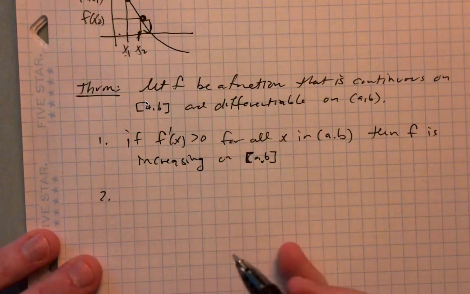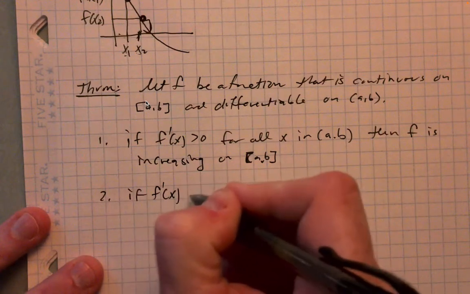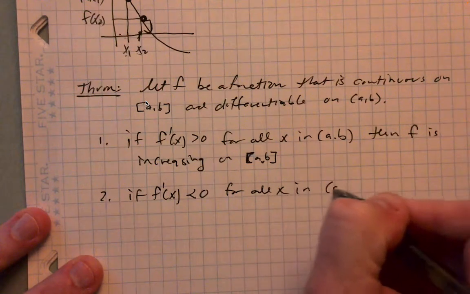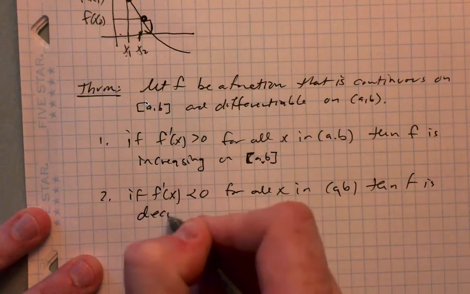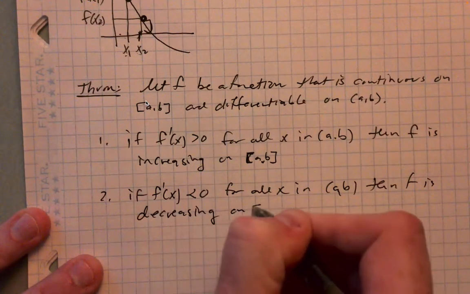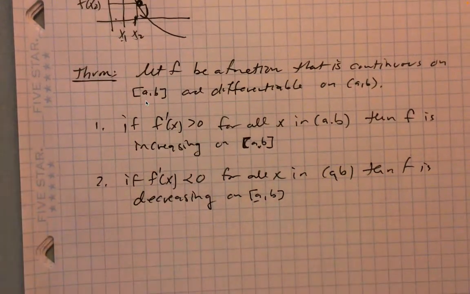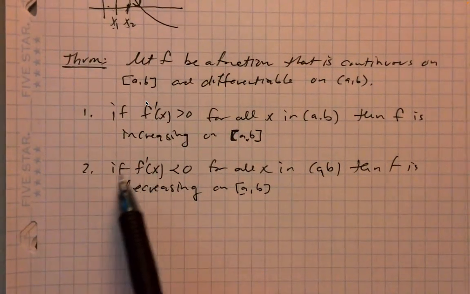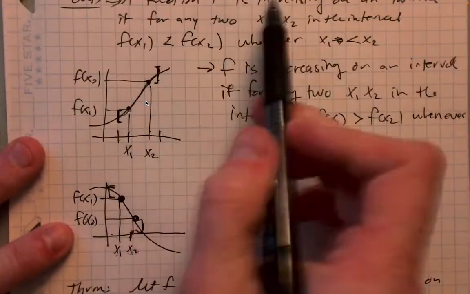The second thing will naturally be the less than statement, right? If the derivative evaluated at x is less than 0 for all x in AB, then f is decreasing on AB, right? Makes sense, right? So it's just a reverse statement. This means the slope of the tangent line of the graph is negative at every point in AB. So naturally the function itself will be decreasing according to this definition up above.